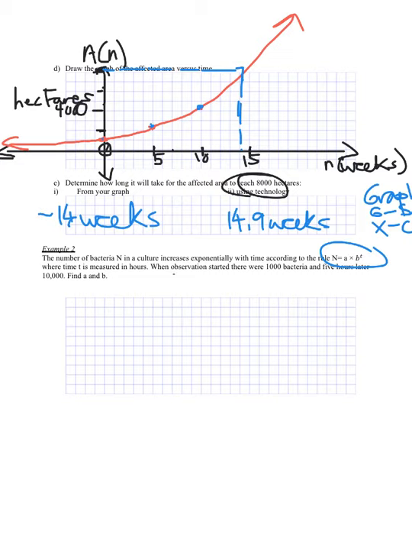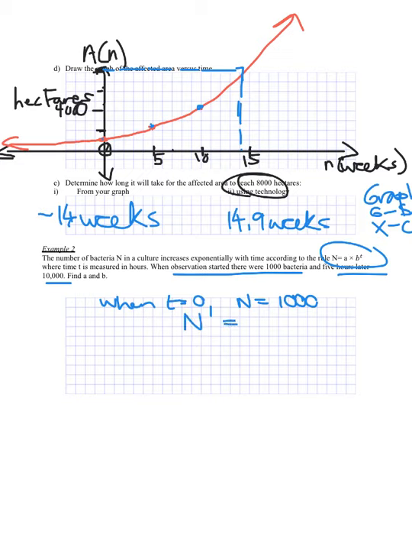All right, so all you've got to do here is think about what information I've been given. So when observation started, there were 1,000 bacteria. 5 hours later, there were 10,000. You've been given 2 pieces of information. You know that when t equals 0, n is equal to 1,000. That's one bit of information. And you know if you're going to try and find 2 unknowns, you need 2 bits of information.